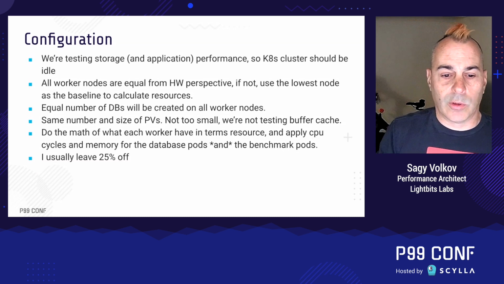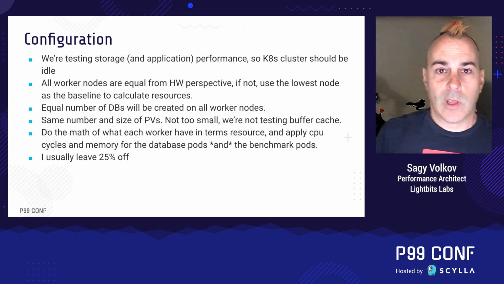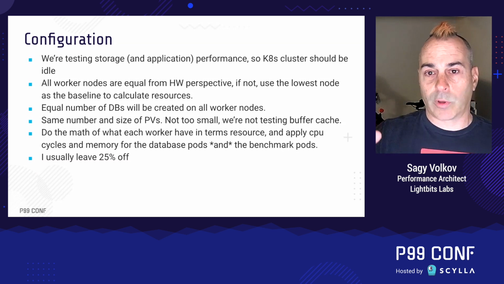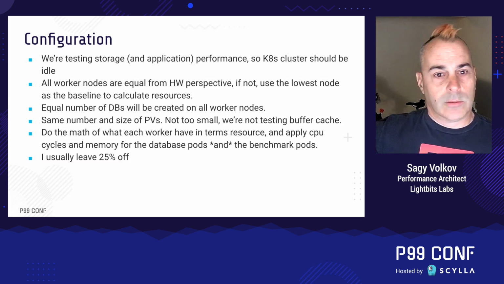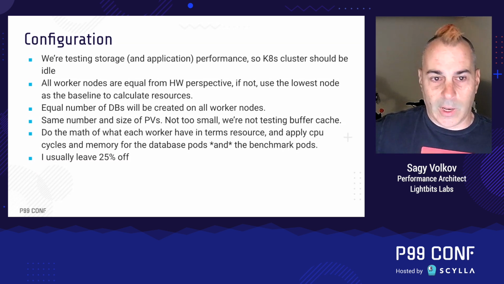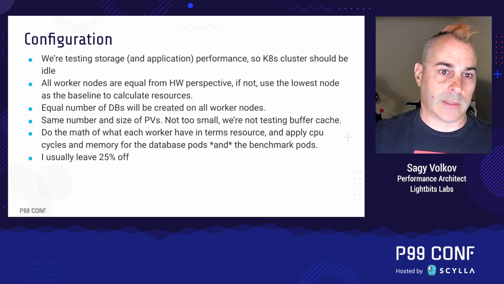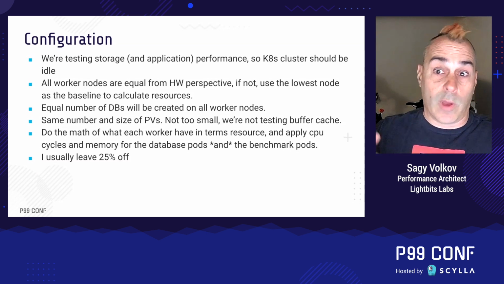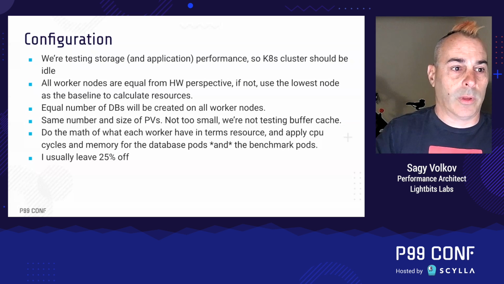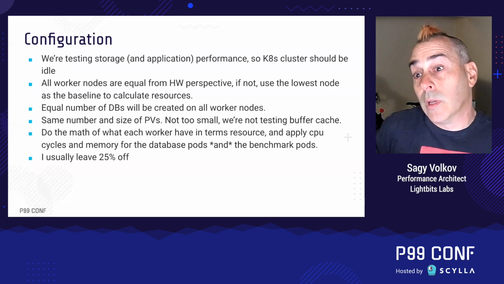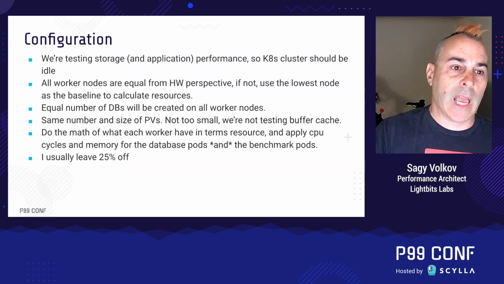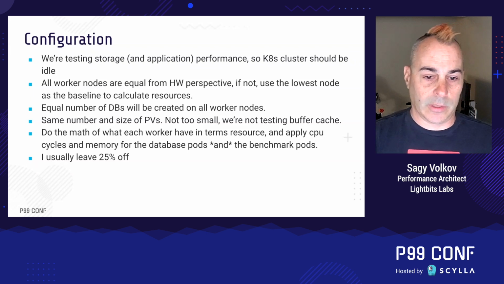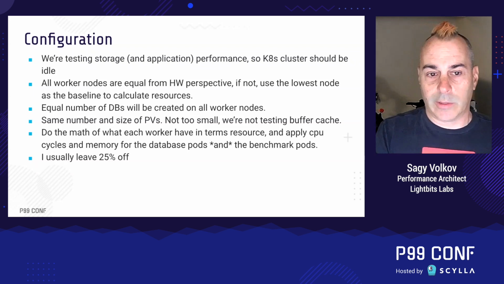Usually, I like to leave 25% of the resources of the worker nodes free, also for real life, because Kubernetes has its own things that need to be done. And also, if you have 100 worker nodes and you lose one, you want to have that gap so that the applications can migrate into the other 99 available worker nodes.